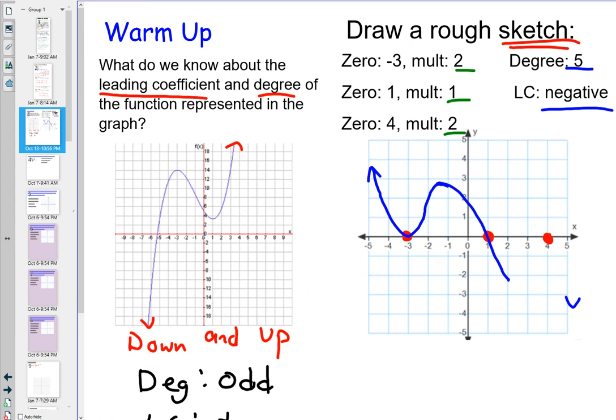Oh, you know what? I gotta skip that part. I'll have to go back to that. So when I go back up to the 4, what's going to happen at the 4? It's going to bounce. Why is it going to bounce off of it? Even multiplicity. So your graph doesn't have to look exactly like this, but the only real way that it will look different than mine is how high maybe you decided to take the turning point. Other than that, it should look roughly the same.